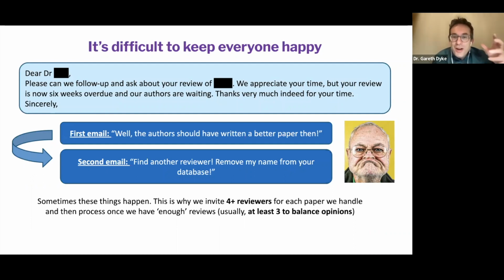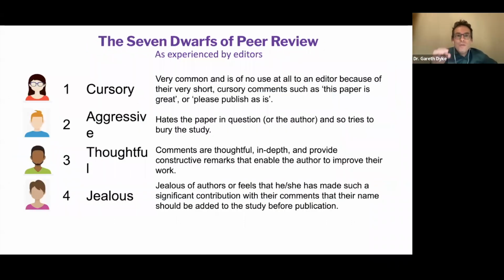Here's some other real emails. When I wrote to ask a reviewer to follow up, where's the peer review? I'm writing to follow up to ask about your review. We appreciate your time, but it's now 6 weeks overdue. Have a look at the emails I got back from that peer reviewer. It's difficult for editors as well. And that's why journals often invite more than 4 colleagues to review each paper so that they have enough reviews at the end of the process.